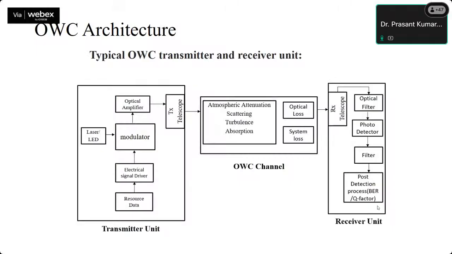So this is a typical optical wireless architecture. You need to start with the transmitter unit, a receiver unit, and then the optical wireless channel. On the transmitter side, you need an optical source. As I said, the source can be a laser or LED, depending on the range of communication for which we are designing the system. We have to select an appropriate source.